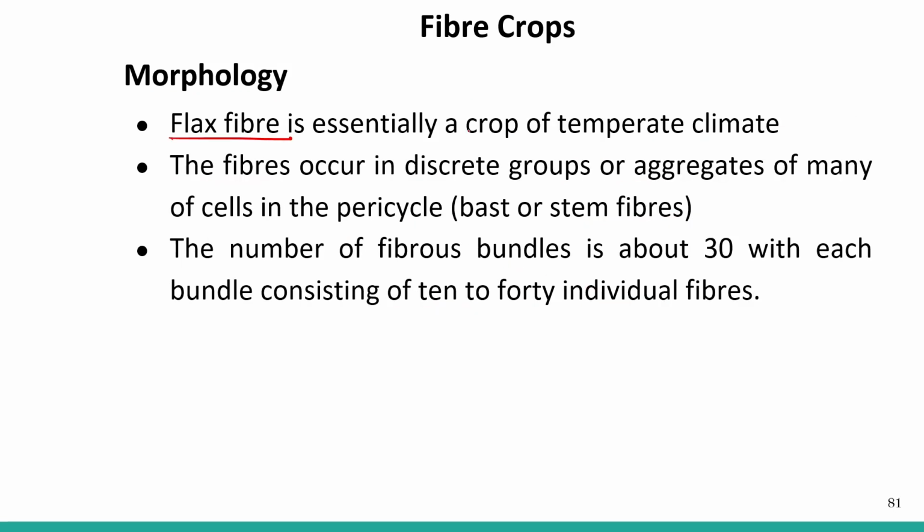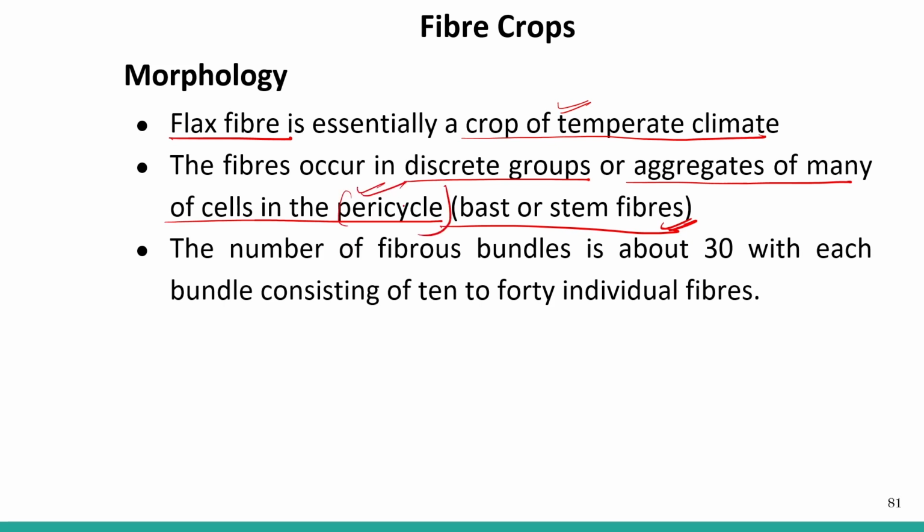Flax fiber is essentially a crop of temperate climate. We all know that this is grown mostly in the temperate region, that is some of the European region. Fibers occur in discrete groups or aggregates of many cells in the pericycle, that is bast or stem fibers. Again, this is a bast or stem fiber, the pericycle part that gives you this particular fiber.